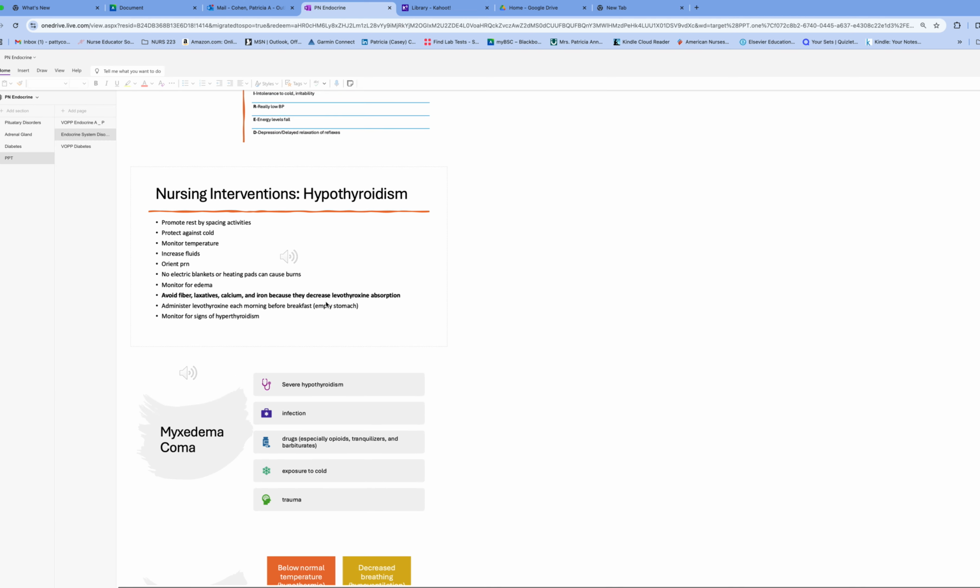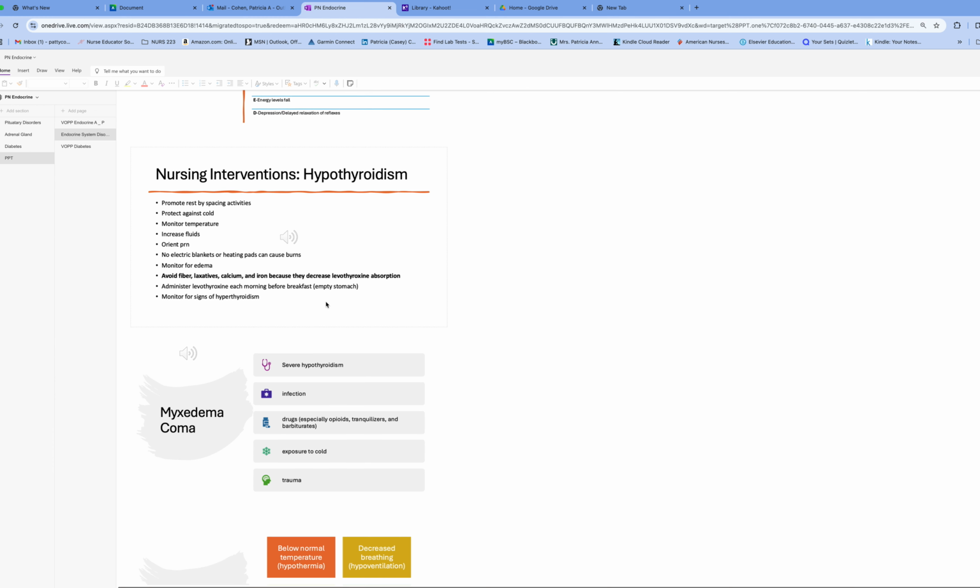So your nursing interventions: promote rest by spacing activities. Protect them against the cold. Do not use electric sources of heat. Monitor their temperature. Increase their fluids. You're going to give levothyroxine, and you know this because you guys hit this really well in our activities. You knew when to give it. And monitor for the signs of hyperthyroidism as you're giving thyroid replacement medications.